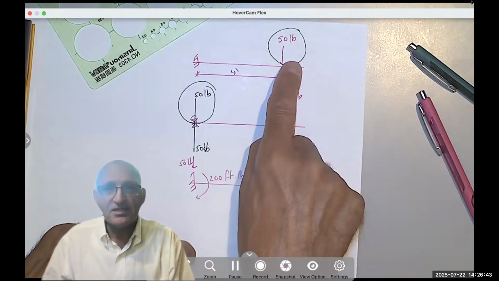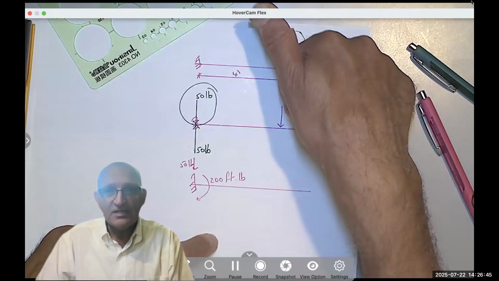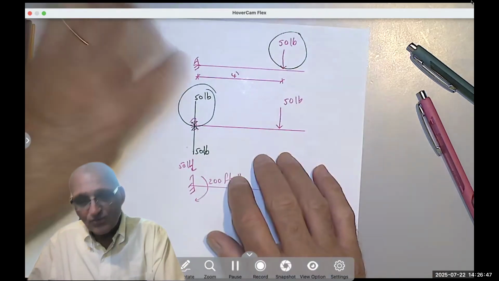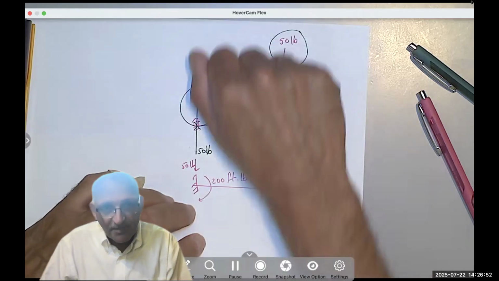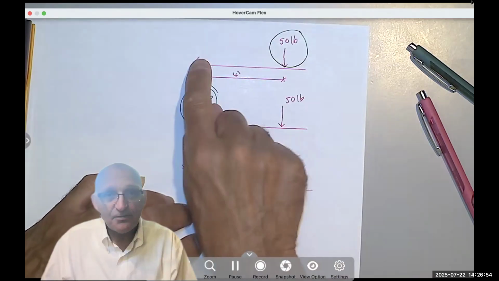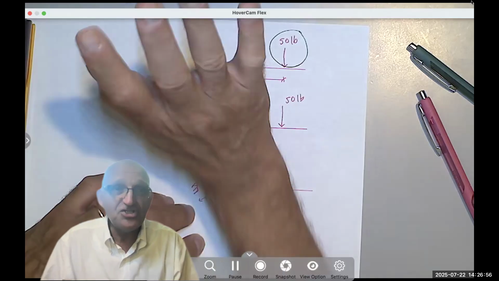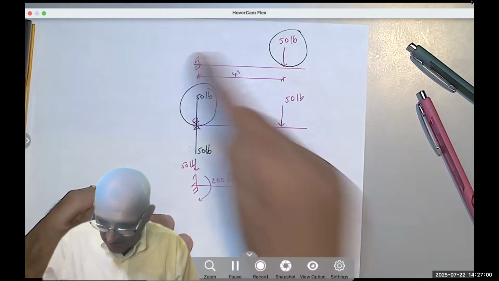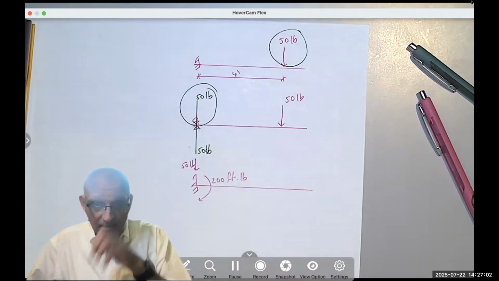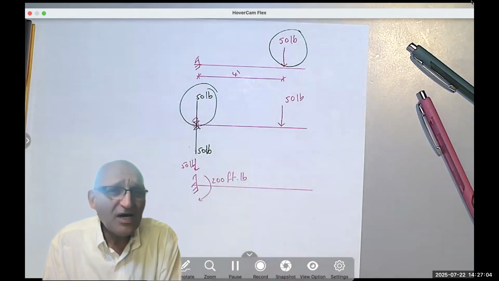Yeah, I knew that because if it's down, then this one also is feeling it, right? It wants to take the beam and move down, so the support has to reject that. So it's rejecting 50 pound, and also it's rejecting a couple. And you say, why did I do that?